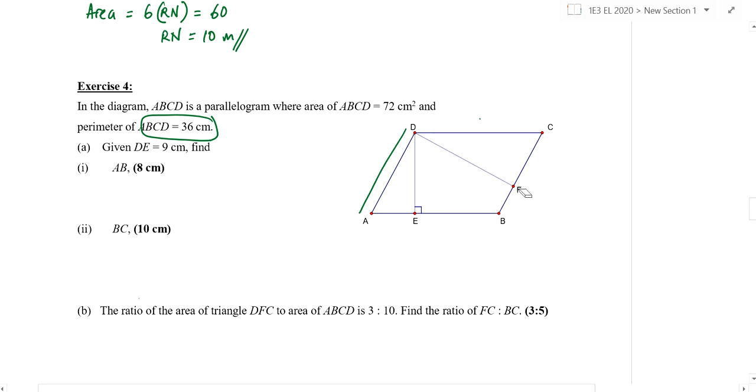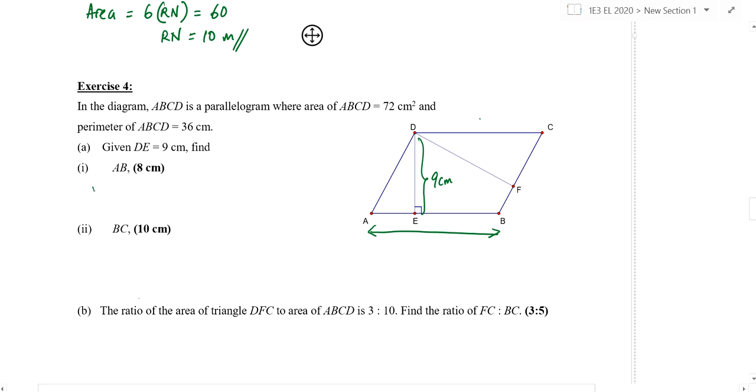Now they tell us that DE is 9 centimeters, D to E. Our job now is to find AB. So I'm using the same green color because DE being perpendicular to AB means that this is going to be the perpendicular height where AB is the base. So we're going to use the area formula: the base AB multiplied by the perpendicular height DE, which is 9. And all this is supposed to give us 72. So AB must be equal to 8 centimeters.